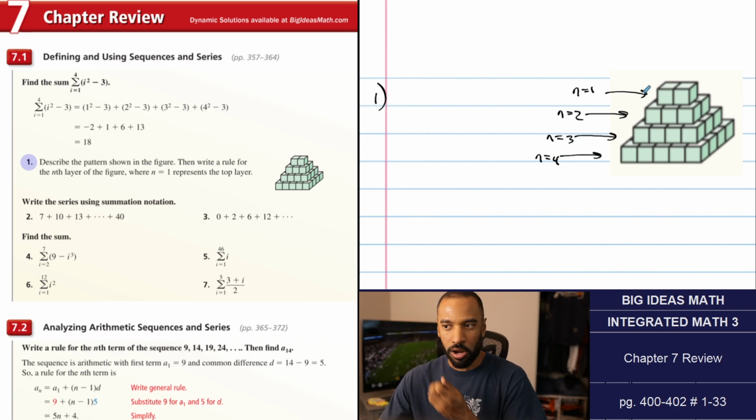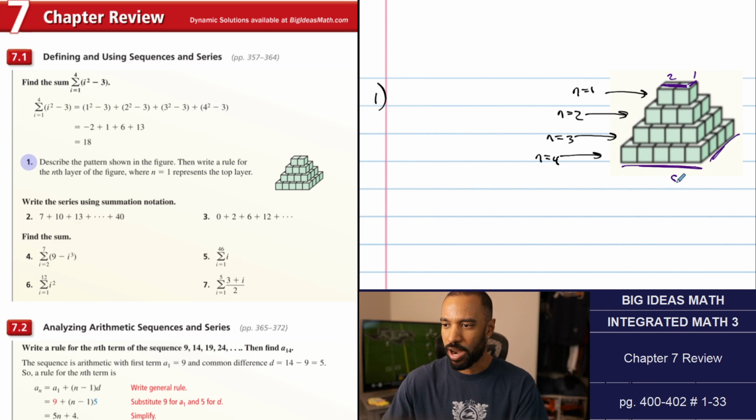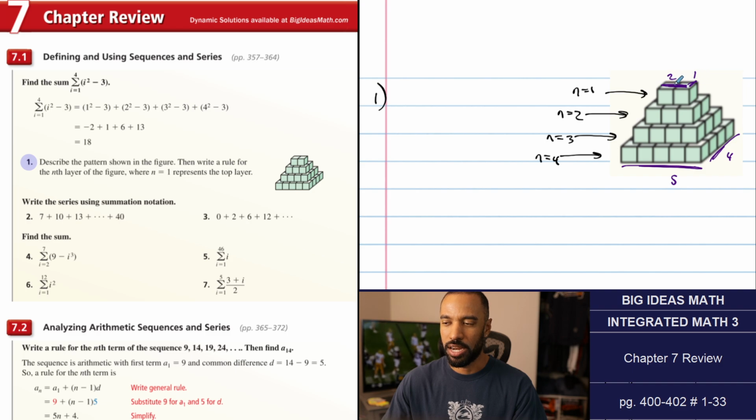As an overall, we could count how many cubes, but we could also look at the rows and columns. Let's see, the length and width, if you will, because we can see this is like a 2 by 1 all the way down to being a 5 by 4. I actually thought these were going to be squares, but I saw that top row and it was a little different. So the layer 1 has a width of 1 and a length of 2.